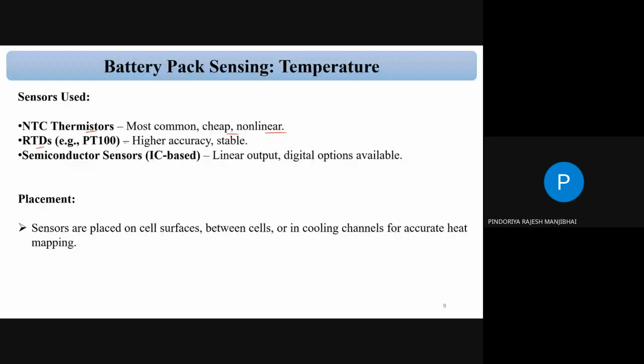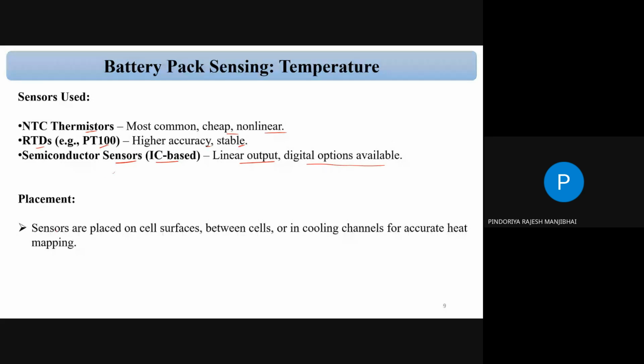RTDs, that is resistance temperature dependent. Correct. One more component, the PT100, is one type of RTD, with higher accuracy and stability. So suppose you want higher accuracy, then we can use the RTD. Semiconductor sensor, that is integrated circuit based, we can use to measure the temperature, because of linear output, and digital options are available. So if you want to use the semiconductor material, we have digital options.